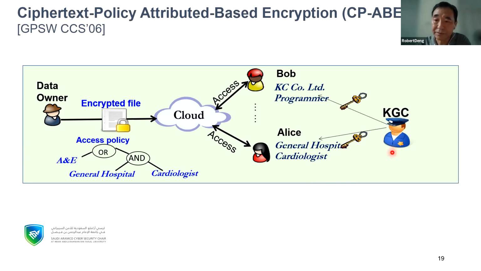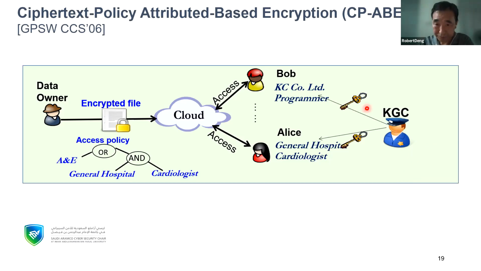So we have a KGC, right? KGC is the key generation center. So this is essentially a computer embedded device, and it operates offline. So every time when a new user joins the system, the KGC will be in operation. After that, it will go offline.